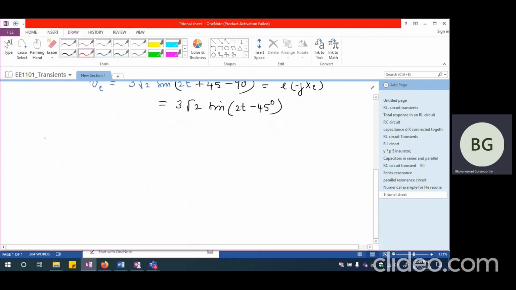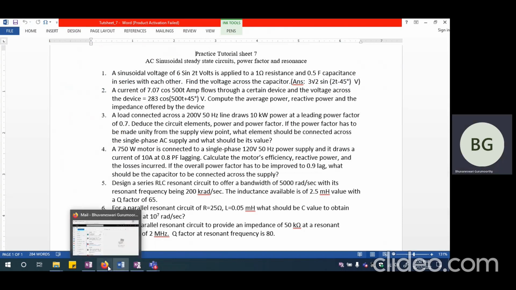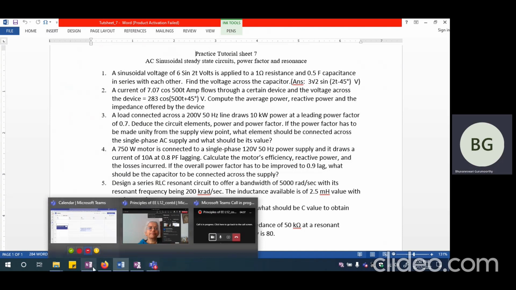Let us now look at problem number 2. A current of 7.07 cos 500t ampere flows through a certain device and the voltage across the device is 283 cos of 500t plus 45 degrees. So let me write that.